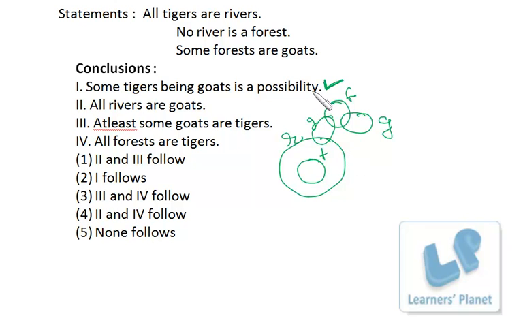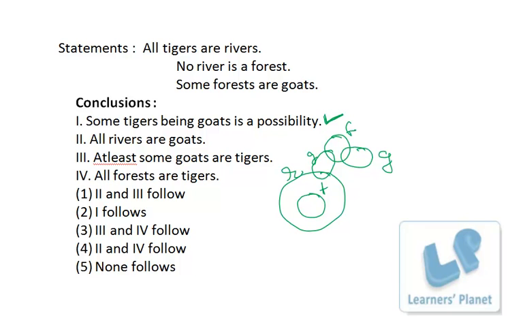So for possibility, yes, all rivers are goats. We can see rivers and goats, some sort of intersection is possible or may not be, right? Here in this case there is some intersection between rivers and goats, but over here there is no intersection between rivers and goats. So we cannot be sure that all rivers are goats, and they are not talking about possibility, they are just talking about the surety. So we cannot be so sure.